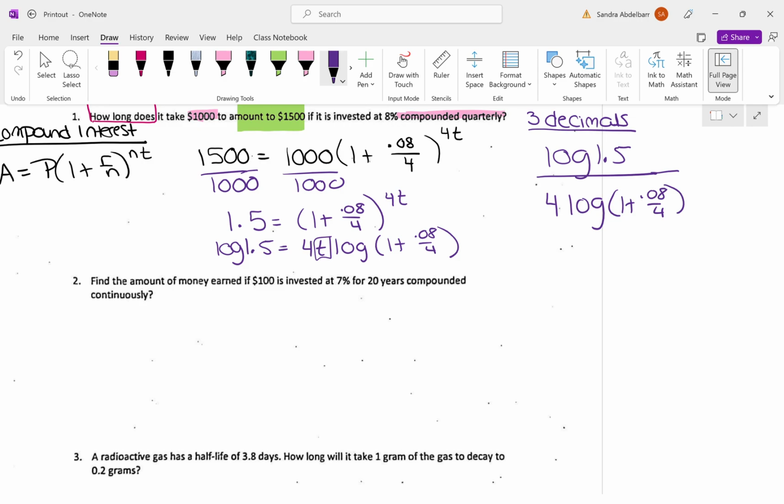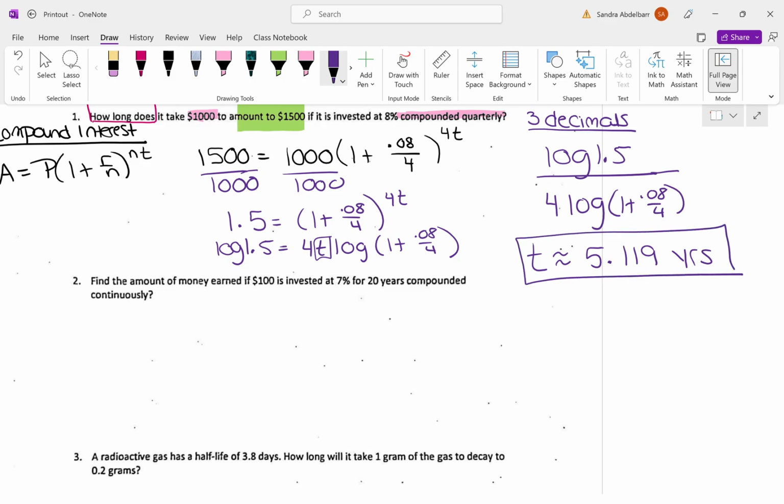So you need that numerator in parentheses by itself. I can't show you on the calculator because I'm recording, and then it will stop recording. So open your parentheses, log 1.5, double close your parentheses there. And then the division sign. And now open your parentheses for log 1 plus 0.08 divided by 4, double close your parentheses. So now how long is this approximately? 5.119 years.